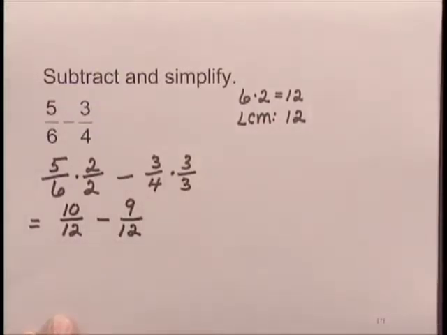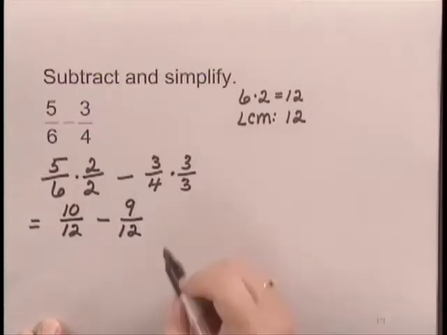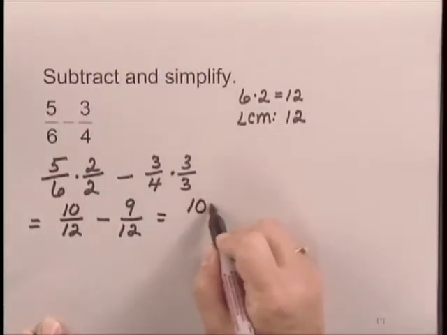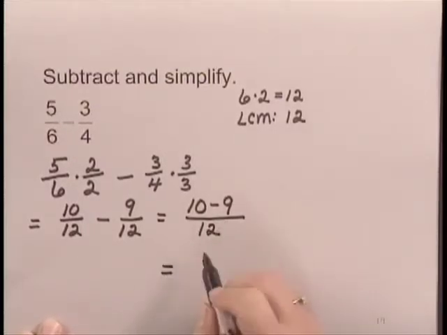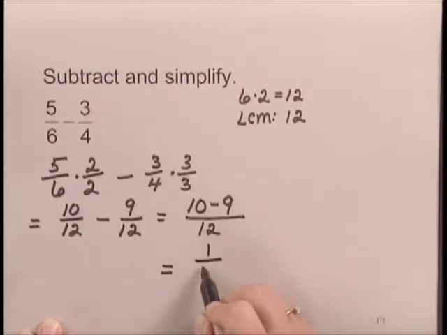Now that we have common denominators, we subtract the numerators, 10 minus 9, and we keep the common denominator 12. And we perform the subtraction. 10 minus 9 is 1, and the denominator is 12. So 5/6 minus 3/4 is 1/12.